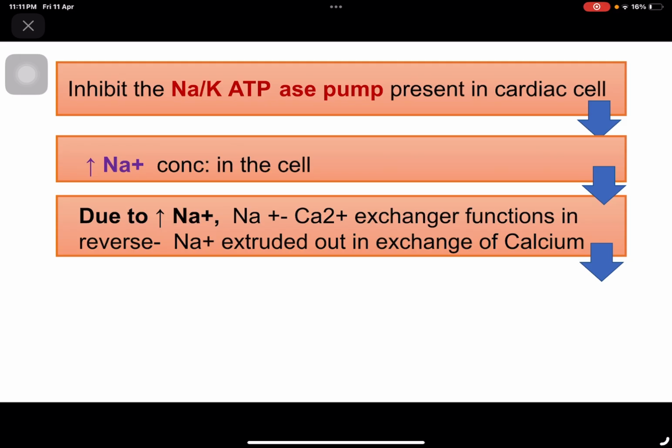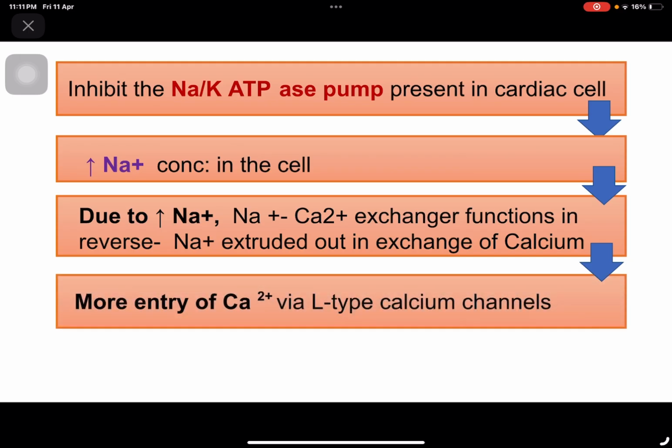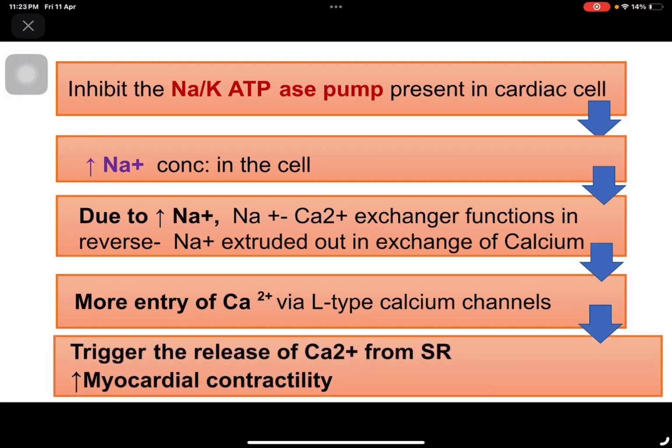As a result, sodium will move out of the cell in exchange for calcium. Then comes more entry of calcium through the L type calcium channel. So there is more entry of calcium ions, which triggers the release of calcium from the sarcoplasmic reticulum and increases myocardial contractility.